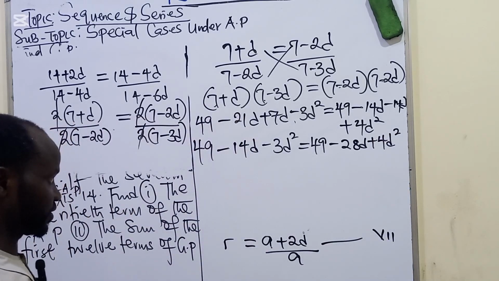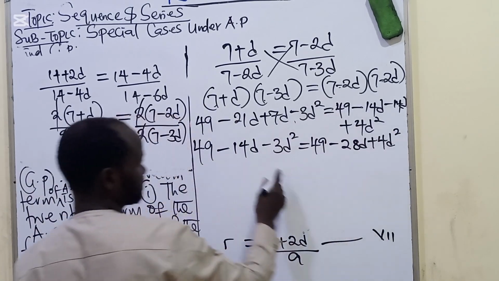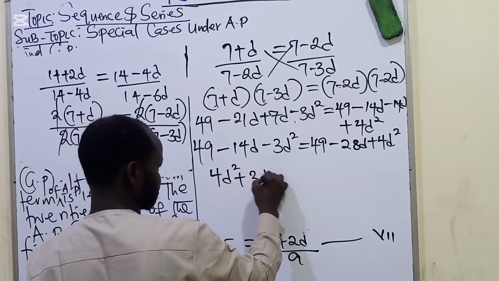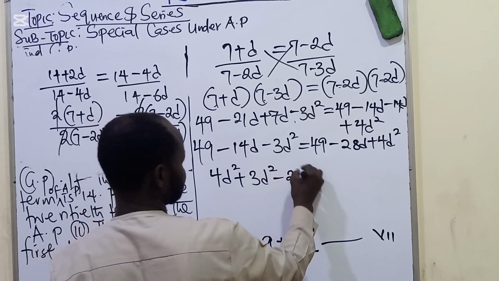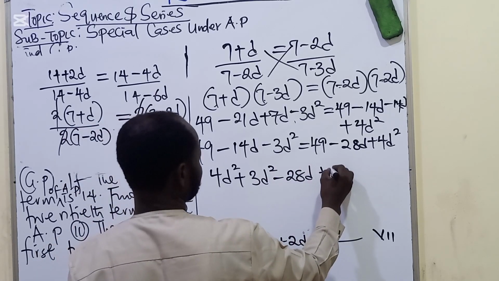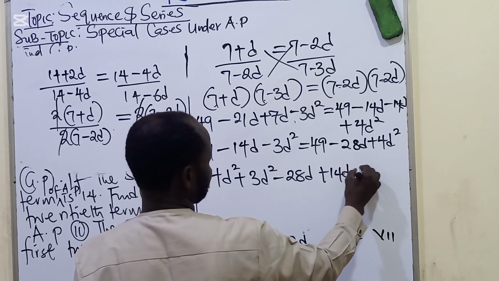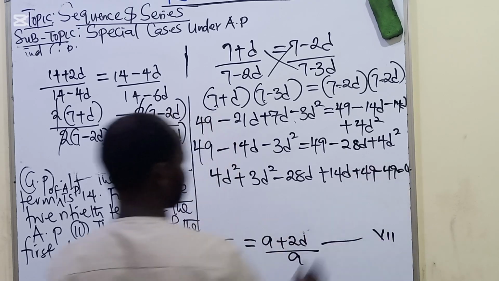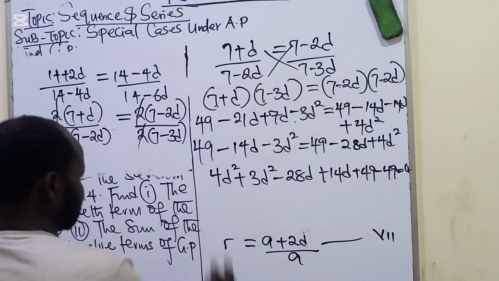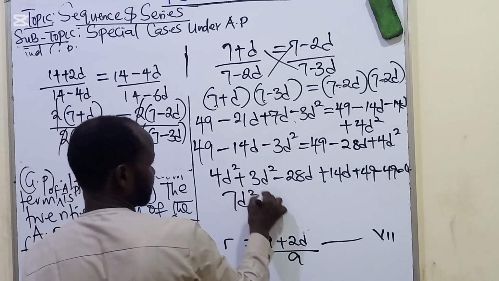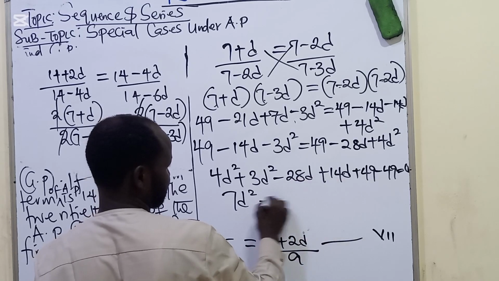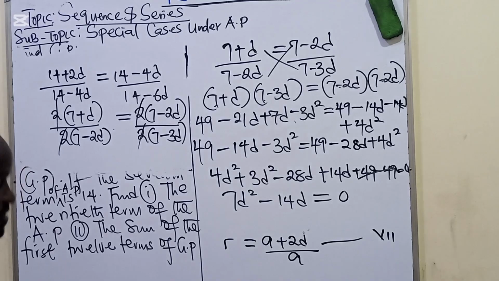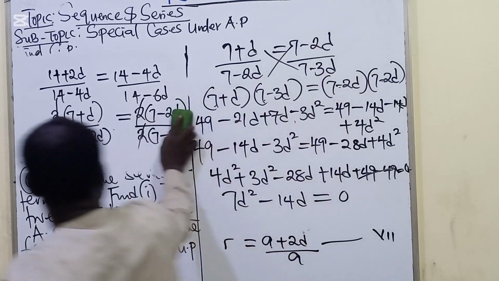This is quadratic. Let's rearrange everything. Let's transfer everything to the right. 4d squared plus 3d squared minus 28d plus 14d plus 49 minus 49 will be equals to 0. Alright, let's add this. This is 7d squared minus 28d plus 14d, that will be minus 14d. This will be 0, will be equals to 0. Our aim is to find d. Very long, but we'll arrive there.